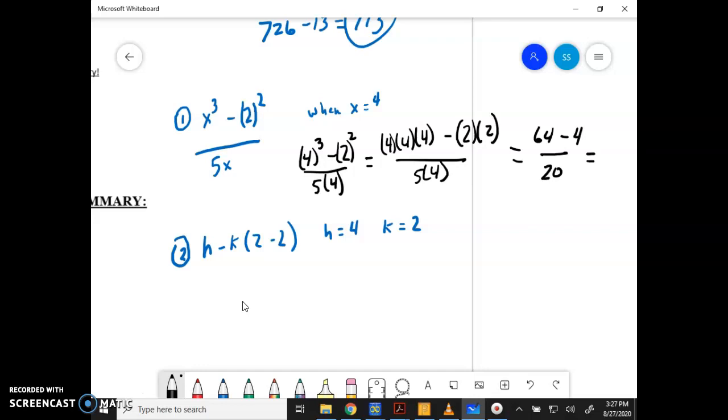All right, now we got to make sure we do, you're going to get some pretty ugly answers if you tried to divide 64 by 20 and then negative 4 by 20. Because like I said before, a fraction is a grouping symbol, so we want to solve the top and the bottom first. So 64 minus 4 is 60. And now we can divide that. 60 divided by 20 is 3. All right, there's our final answer there.